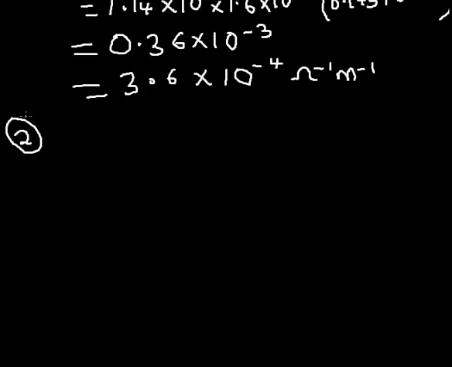Here the question actually goes this way. Calculate the donor concentration, ND, that's what we're looking for, in an N-type semiconductor having a resistivity of 100 ohm meter.